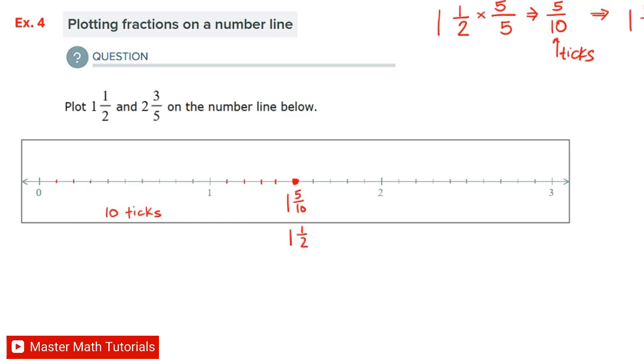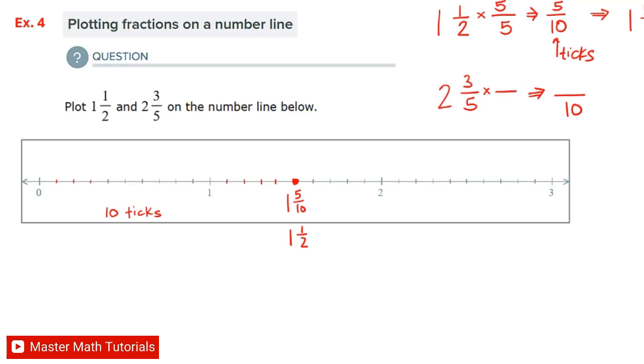So next, we're going to locate the position of 2 and 3/5. Identify the whole number part. We can see that the whole number part is 2. So this is going to be a little over 2, between 2 and 3 on the number line. Now we have to check the fraction part. The fraction part is 3/5. It doesn't match the number of ticks between each whole number, so we have to convert it also.